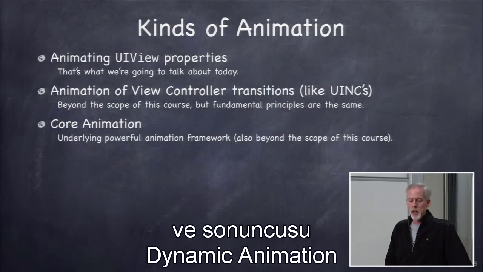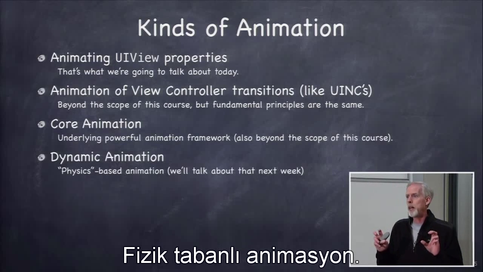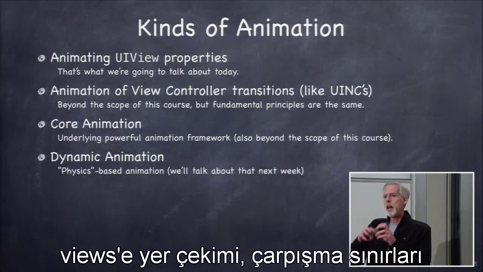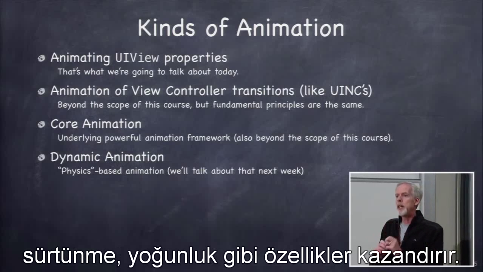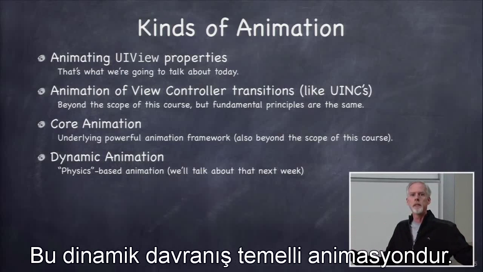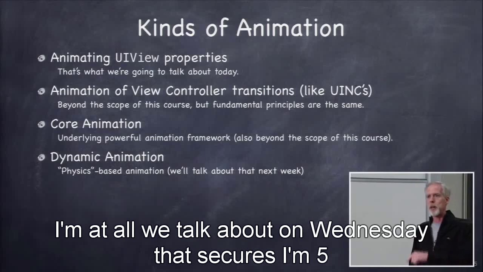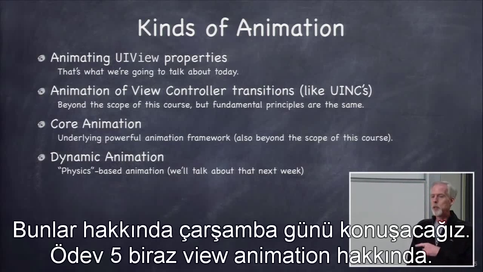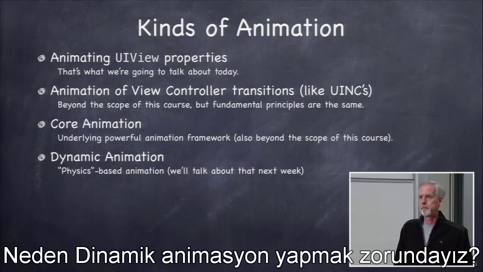And the last one is called dynamic animation. That's physics-based animation. So that's giving views gravity and collision boundaries and other behaviors like friction and density, and then saying go, and then they'll just behave. So that's dynamic behavior-based animation, and that's what we're going to talk about on Wednesday. And that's what your assignment 5 is mostly going to be about. Assignment 5 is going to do a little bit of view animation, which I'm going to talk about today, and then a lot of dynamic animation.